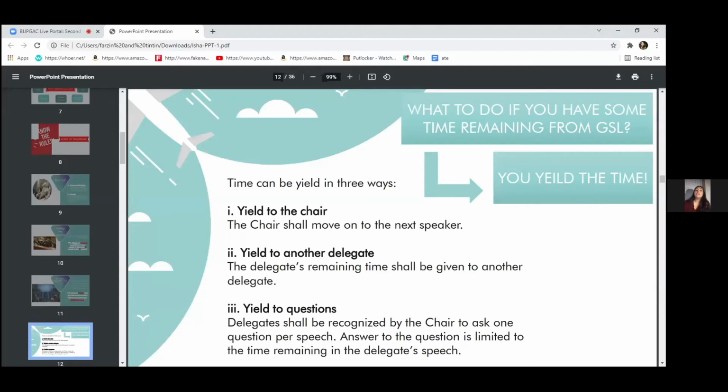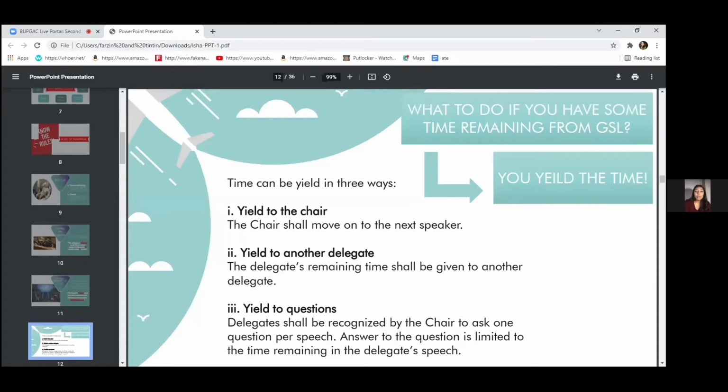If you yield it to another delegate, that means you're giving the additional 30 seconds to the next delegate. GSL is a list, as its name suggests, general speakers list, right? So let's say I am the delegate of USA and I am yielding my time to the delegate of UK, that means the delegate of UK gets my 30 seconds. However, the chair shall ask the next delegate if they want to accept it or not, and it is upon the next delegate what they want to do with it.